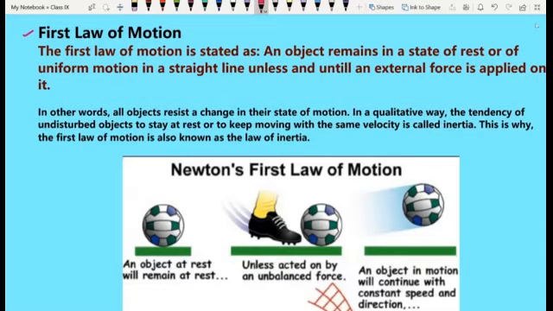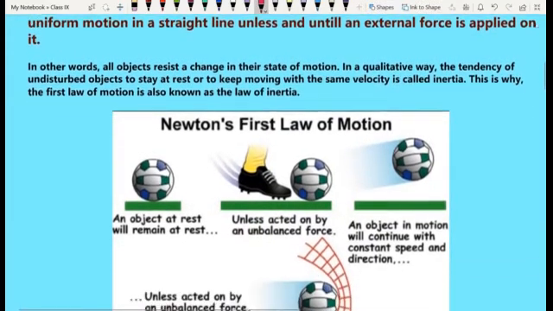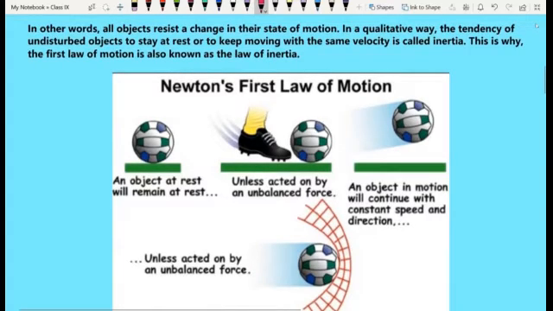The first law of motion is stated as: an object remains in a state of rest or of uniform motion in a straight line unless and until an external force is applied on it. That means if an object is at rest, it tends to be at rest. If an object is in motion, it tends to be in motion unless and until an external force is applied on it. Okay. Or you can say, in other words, all objects resist a change in their state of motion.